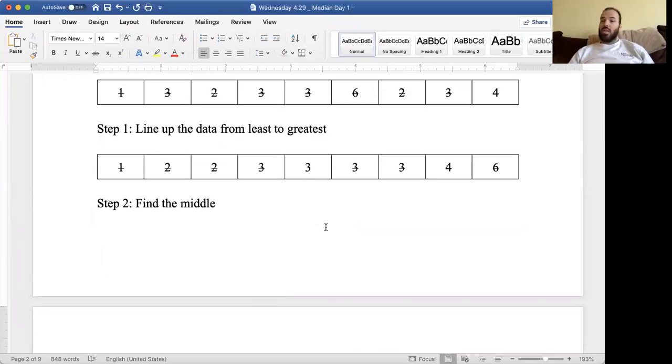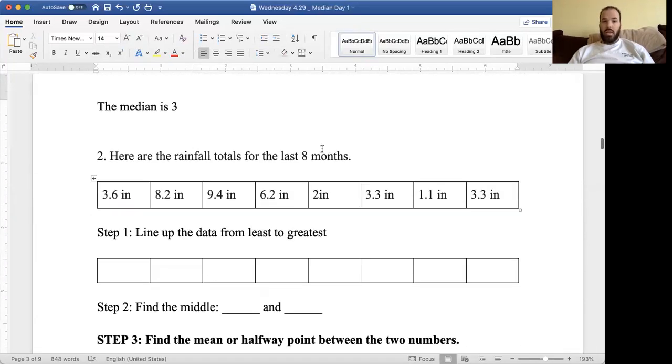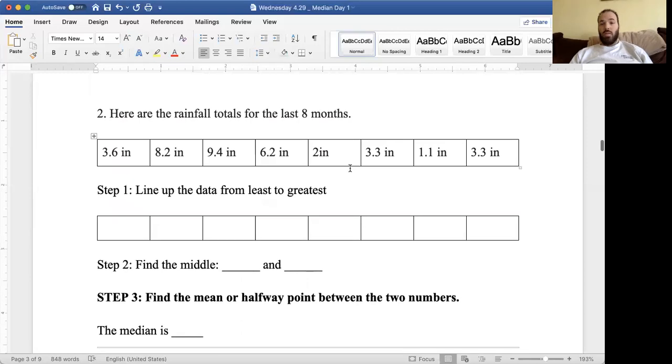Okay, those are the easier kinds. Sometimes they're going to get a little bit more difficult. So here are the rainfall totals for the last 8 months. First step still looks exactly the same. Line them up from least to greatest.